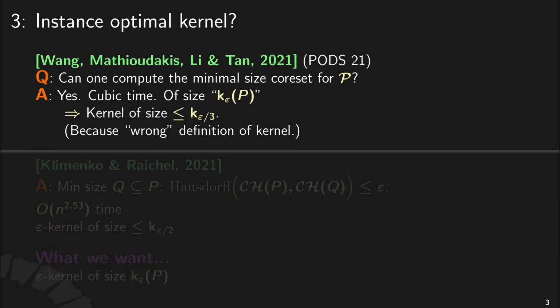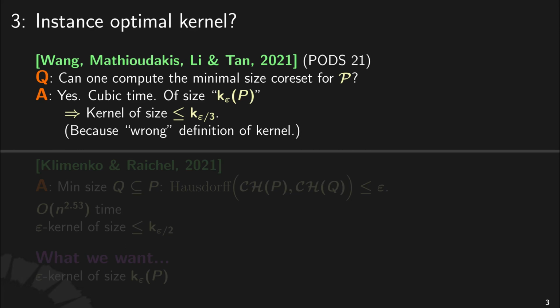In 2021 asked the following very natural questions. Can you find the minimal size coreset for a specific point set? Namely, you're given the input point set and you want to find the smallest subset that have this desired approximation property. And then they provided a positive answer. The running time was cubic time. But unfortunately, the definition of this kernel was not quite our definition.